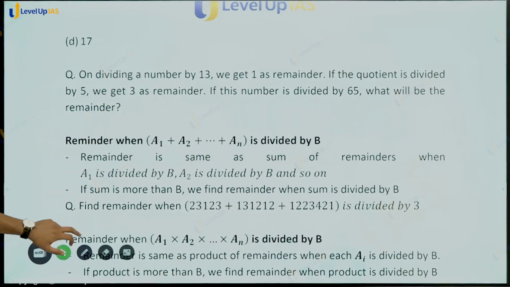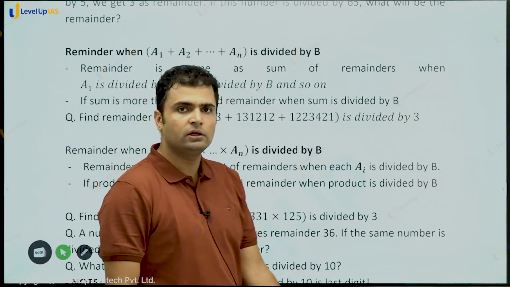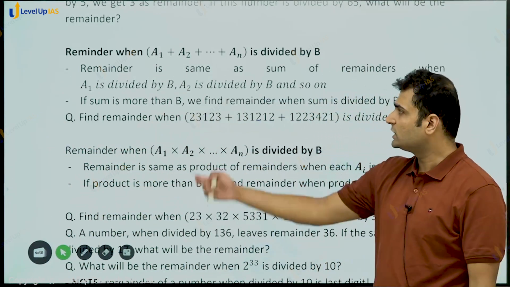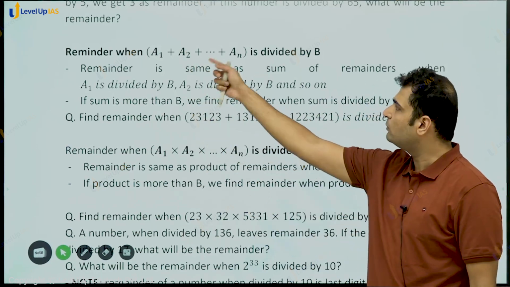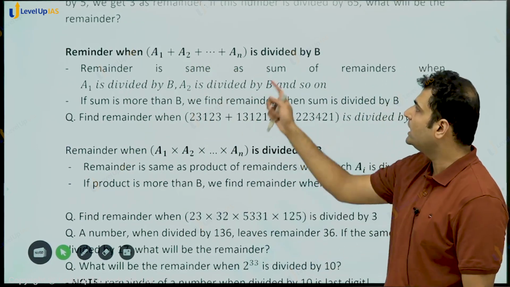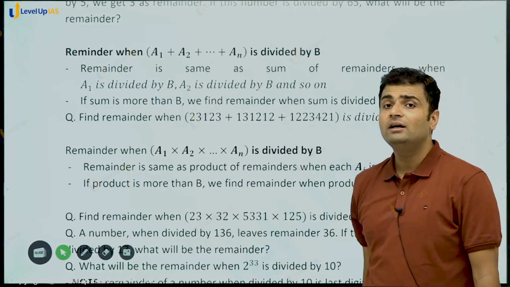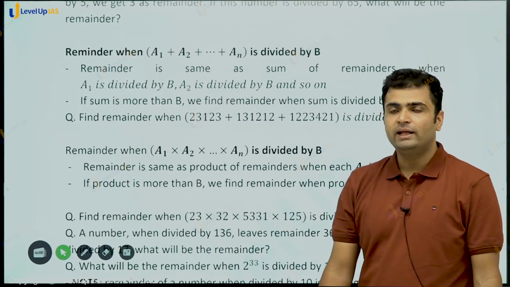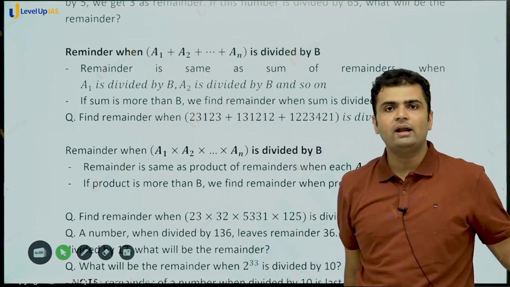Next, these are two properties of remainder which can turn out to be very useful. For example, the first property says if we have an addition of a few numbers and we are dividing this whole addition by some other number b, then the remainder is the same as when we divide each individual number by b and add the remainders.